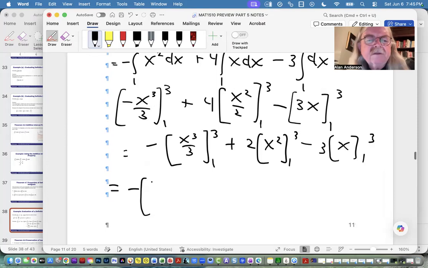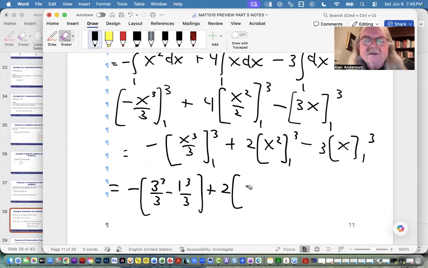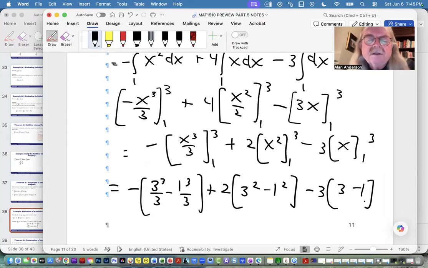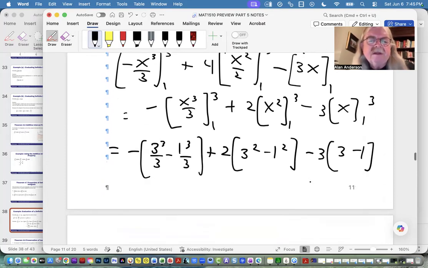So we have 3 cubed over 3 minus 1 cubed over 3. X cubed, sorry, x squared, but that's 3. So let's change that to 3 squared. So it's just direct substitution. Okay, what do we have?